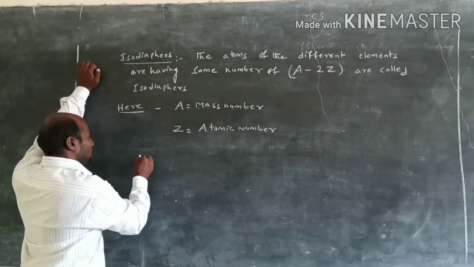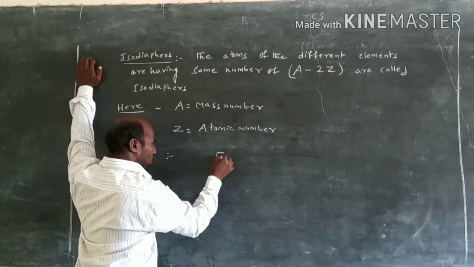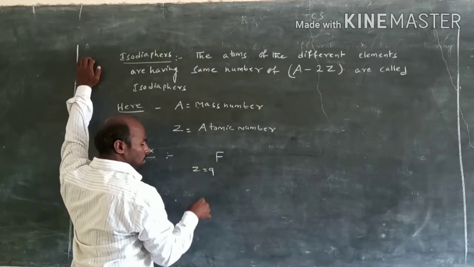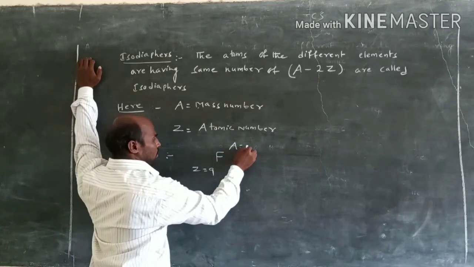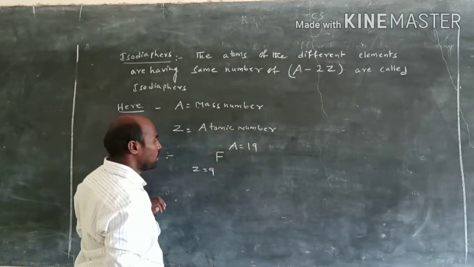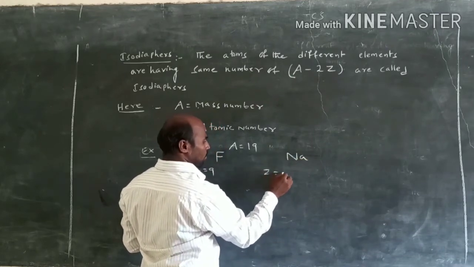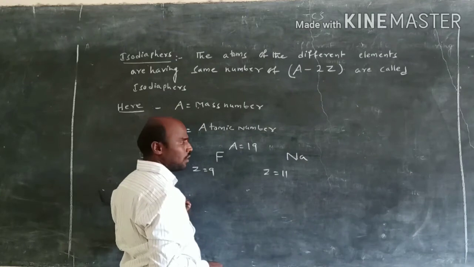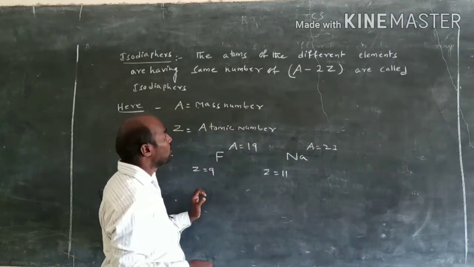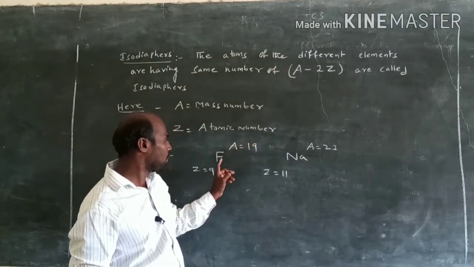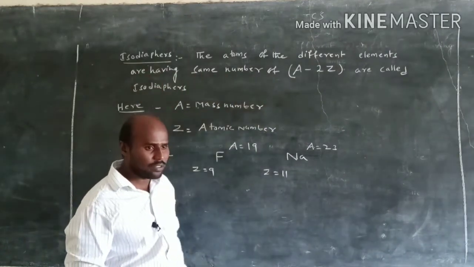So we can take one example. Fluorine: atomic number Z is equal to 9, mass number A is equal to 19. And sodium: atomic number Z is equal to 11 and mass number A is equal to 23. So the atoms of different elements, here the atom is fluorine, here the atom is sodium. Atoms of different elements are having the same number of A minus 2Z.